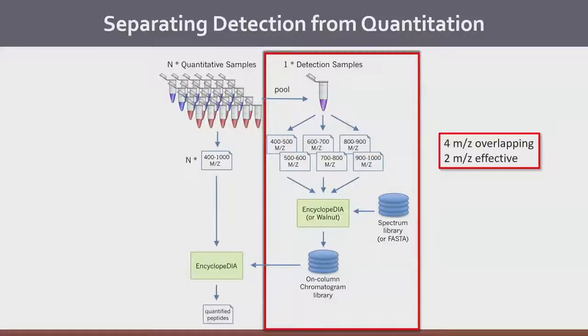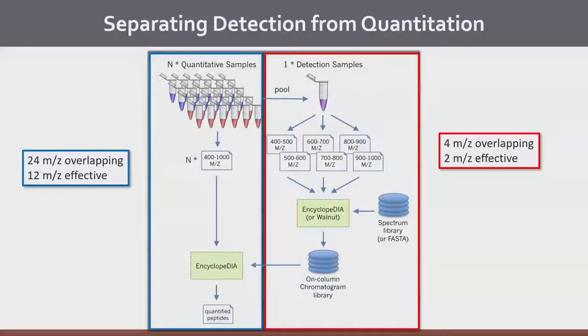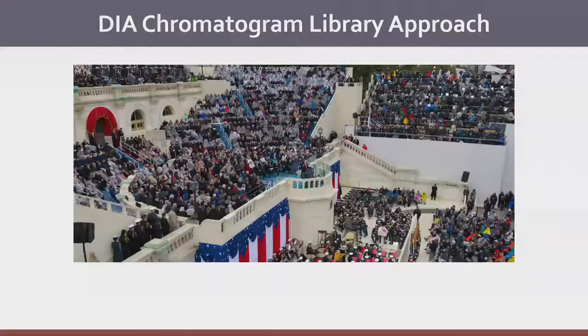So this data is basically now 4 mass-to-charge overlapping, so 2 mass-to-charge effective. We're doing parallel reaction monitoring on everything by making the 6 injections. And then for the quant samples, we're basically getting 24 mass-to-charge overlapping, which gives us 12 mass-to-charge effective. It's close to this optimal 10 mass-to-charge that Alexi was talking about yesterday. So this is basically the general idea again.